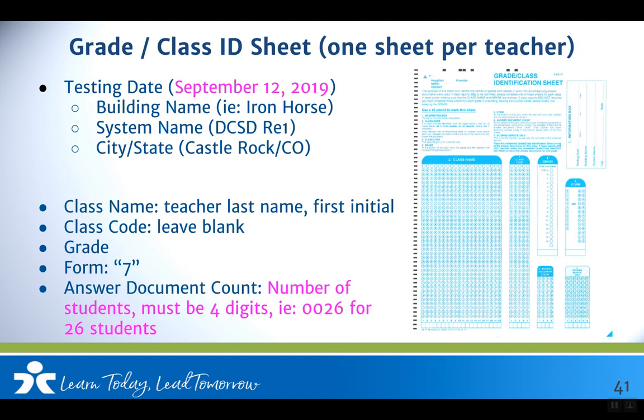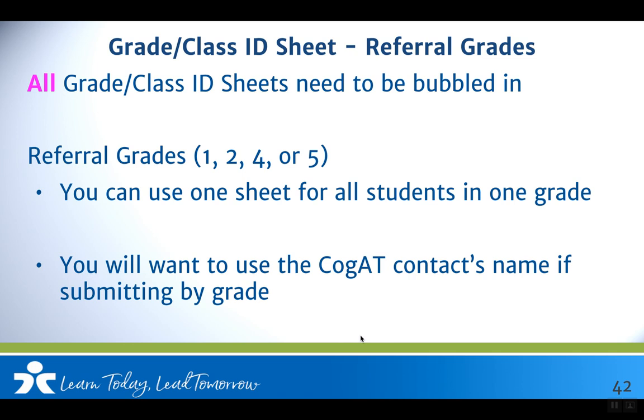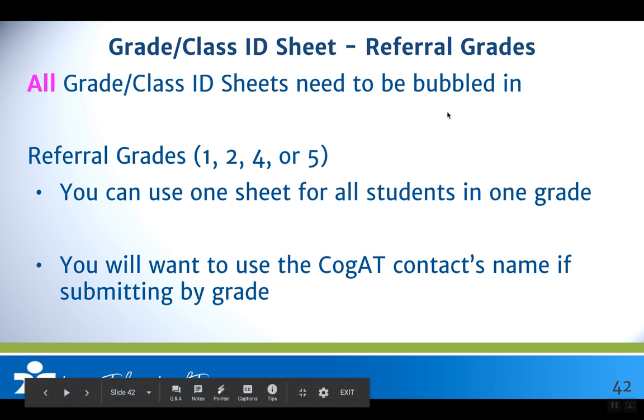Okay, here's your class sheet. We always pick one date because we need just one date. So we've been doing September 12th for a while, and that works for us. So make sure you put in September 12th, 2019. And then again down here, just make sure you put in the 4-digit 00 and then the number of students. You don't want it going through as 2,600 students. Okay. Again, all grade and class ID sheets need to be bubbled in.